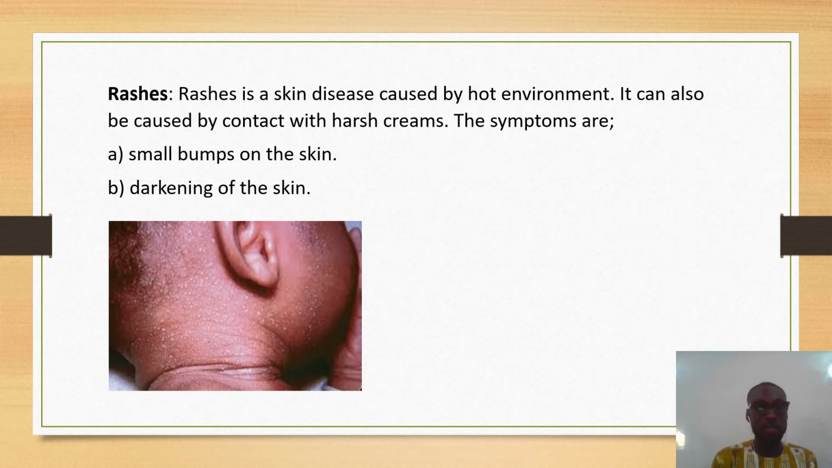Let's take a look at some of these skin diseases. Rashes is a skin disease caused by a hot environment. You develop these rashes when you find yourself in places that are very hot, or you stay in a place that is very crowded and has little fresh air. It can also be caused by contact with a harsh cream. When you use creams that are very strong on your skin, they can lead to rashes. The symptoms are small bumps on the skin and darkening of the skin. In the picture there, that is how rashes look.